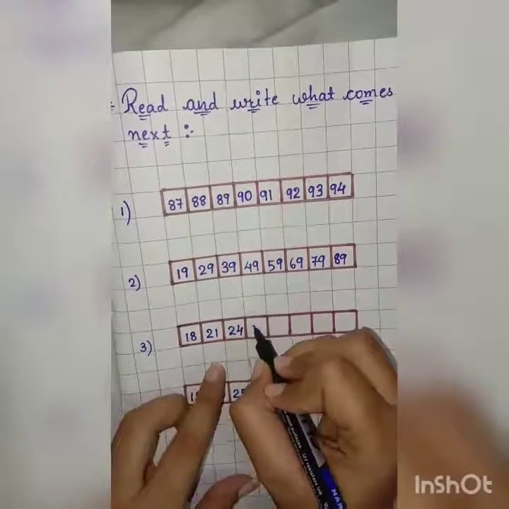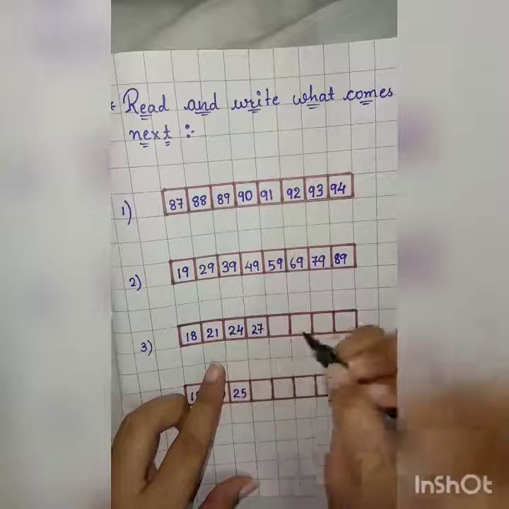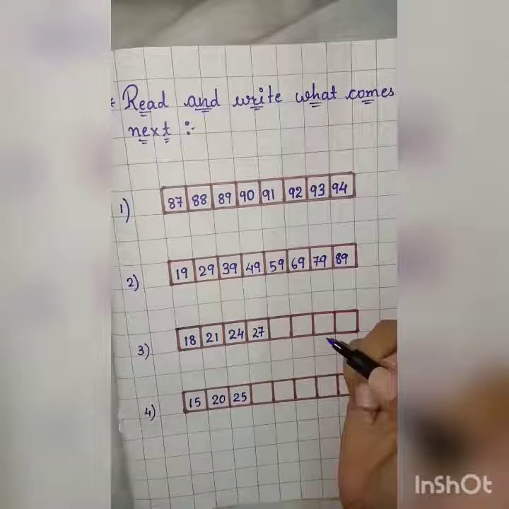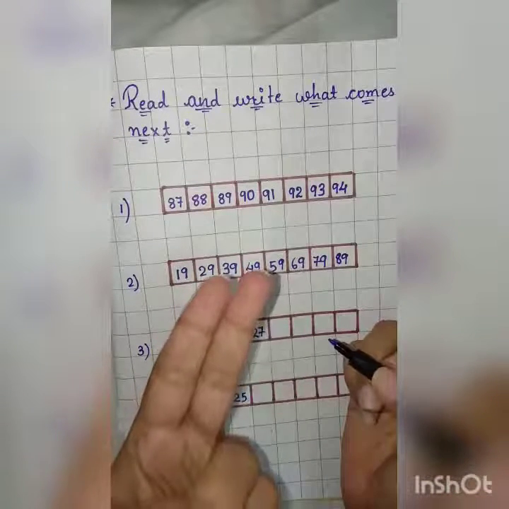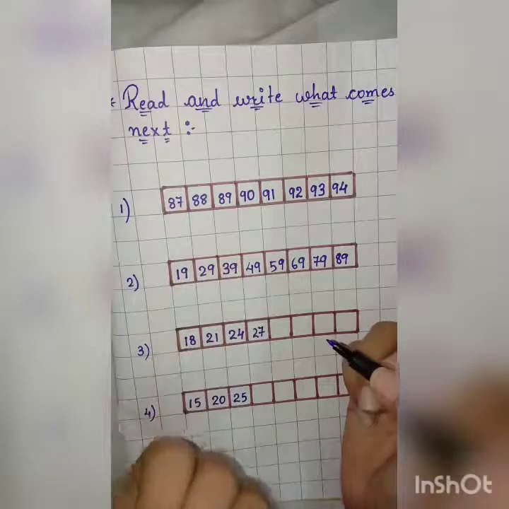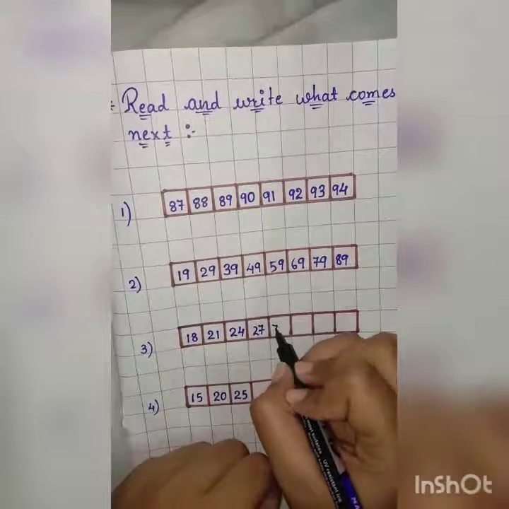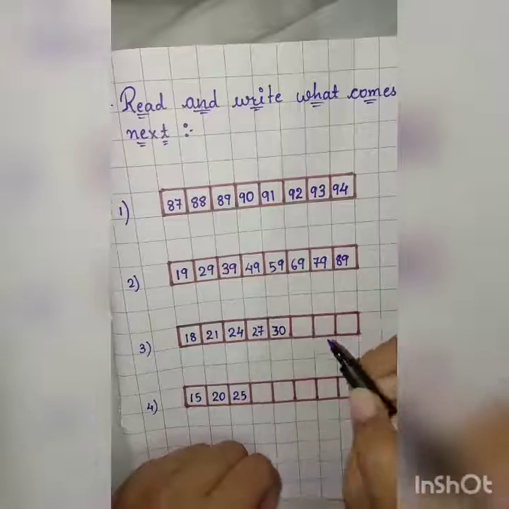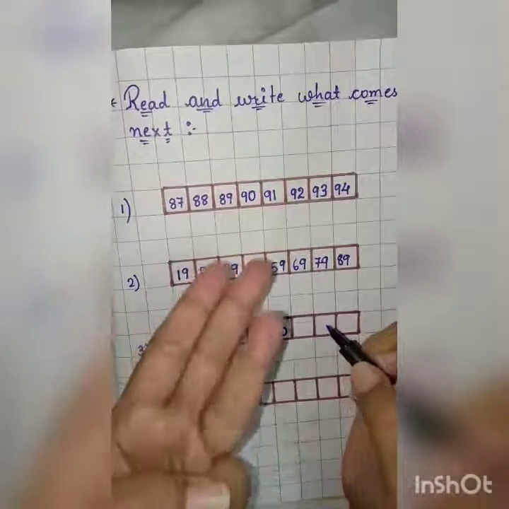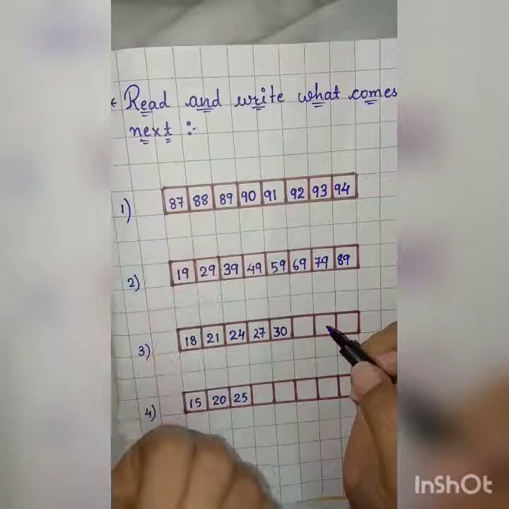So here 27. After 27, 28, 29, 30. Then 31, 32, 33.